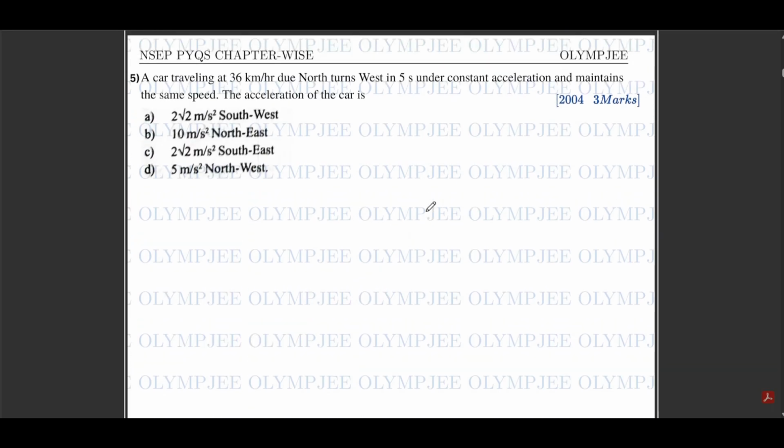Okay, so moving on to question number 5. It says that a car traveling at 36 kilometers per hour due north turns west in 5 seconds under constant acceleration and maintains the same speed. The acceleration of the car is. So first we define our working coordinate system, where north is this and west is this. I am taking north as j cap, east as i cap.